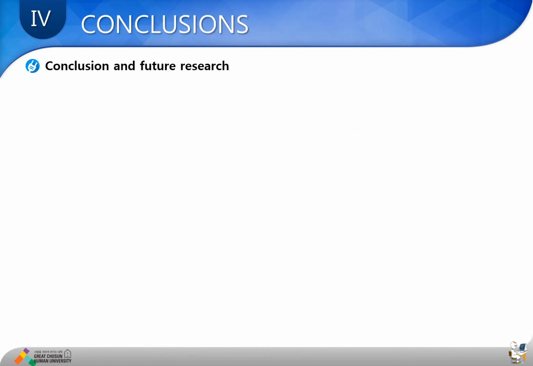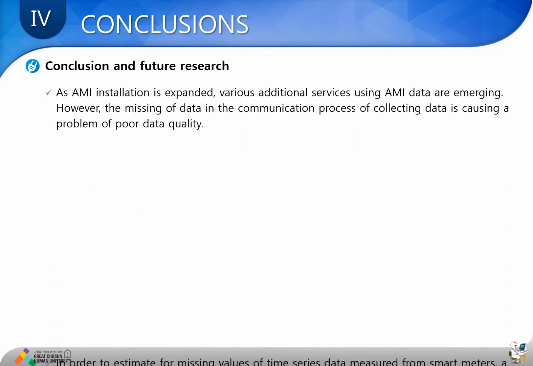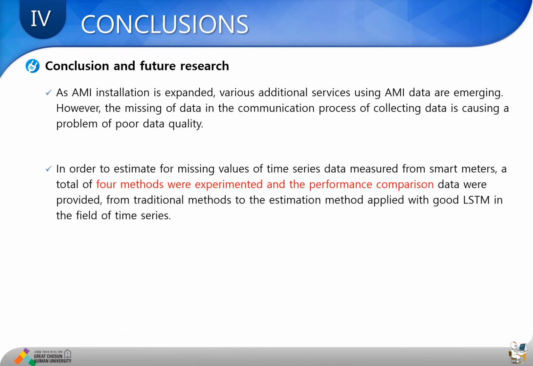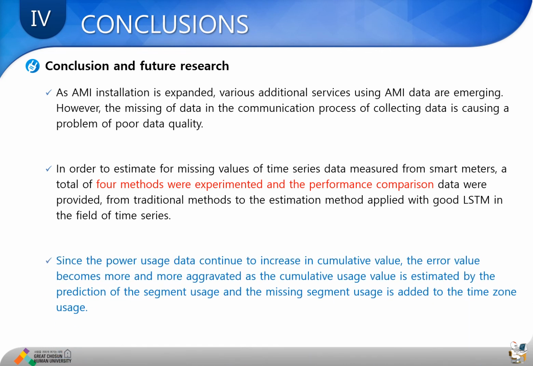Final page is the conclusion. In this paper, 4 methods were experimented with and their performance compared. Since the power usage data continue to increase in cumulative value, the error value becomes more and more aggressive as the cumulative usage value is estimated by the prediction of the segment usage and the missing segment usage is added to the previous time zone usage.